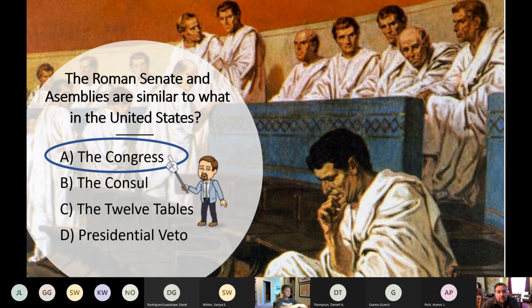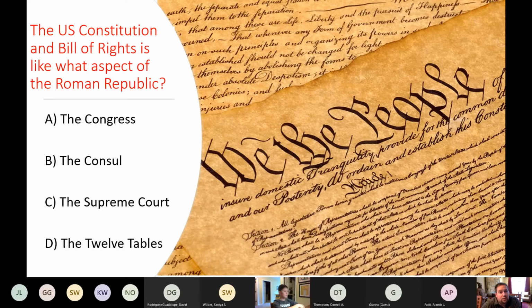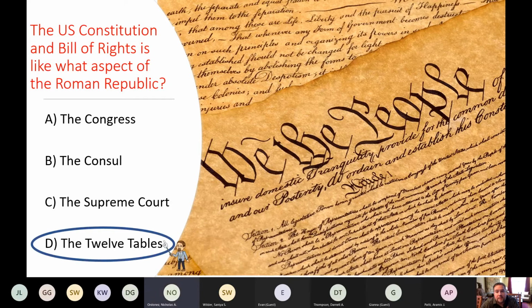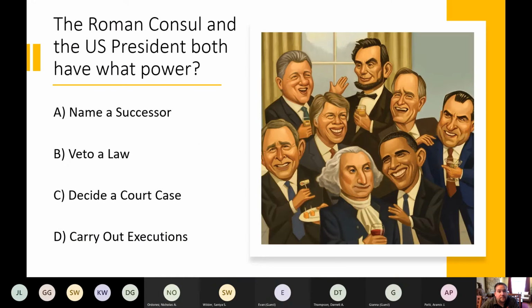Good job. The U.S. Constitution and the Bill of Rights is like what aspect of the Roman Republic? Evan, go ahead and turn off your microphone or your camera for me. Let's see. Nicholas, go ahead. The 12 Tables. Good, the 12 Tables. Good, that's their written code of laws.